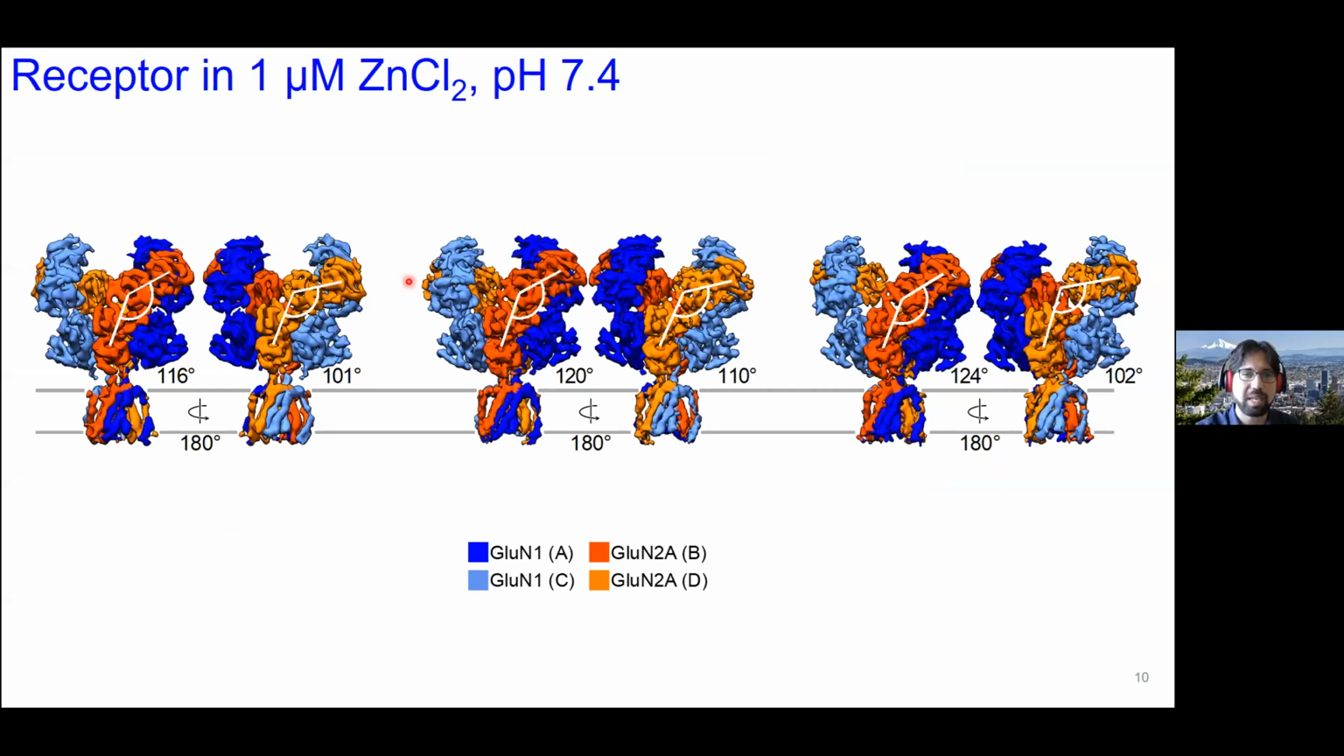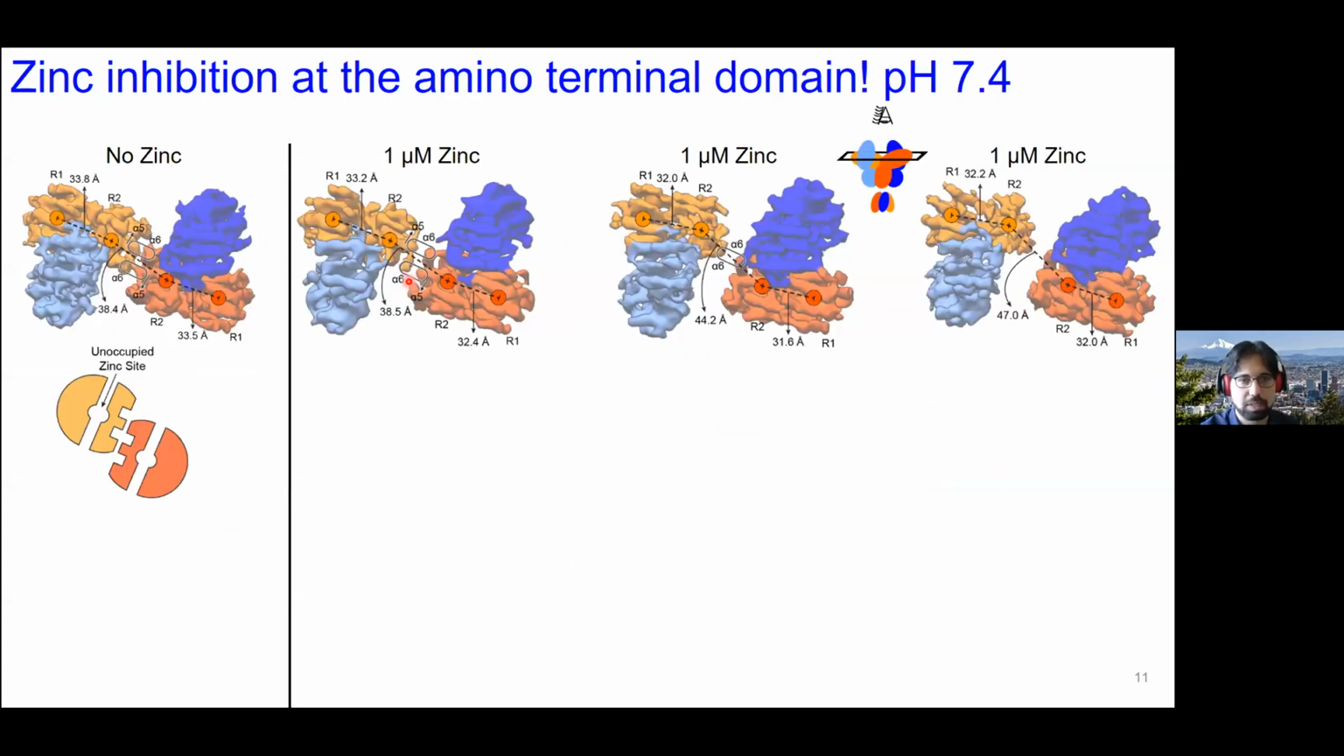Okay, and then we added 1 micromolar zinc to our sample and we got a second set of structures at pH 7.4. And this time after 3D classification, we noticed that we were able to isolate 3 unique conformations. So what do these look like? Well, in the absence of zinc, so we had EDTA to take away all zinc, we noticed that with the GluN2A, as I said, the clamshells seem to be in the open conformation, and there is no zinc at the cleft of the clamshells.